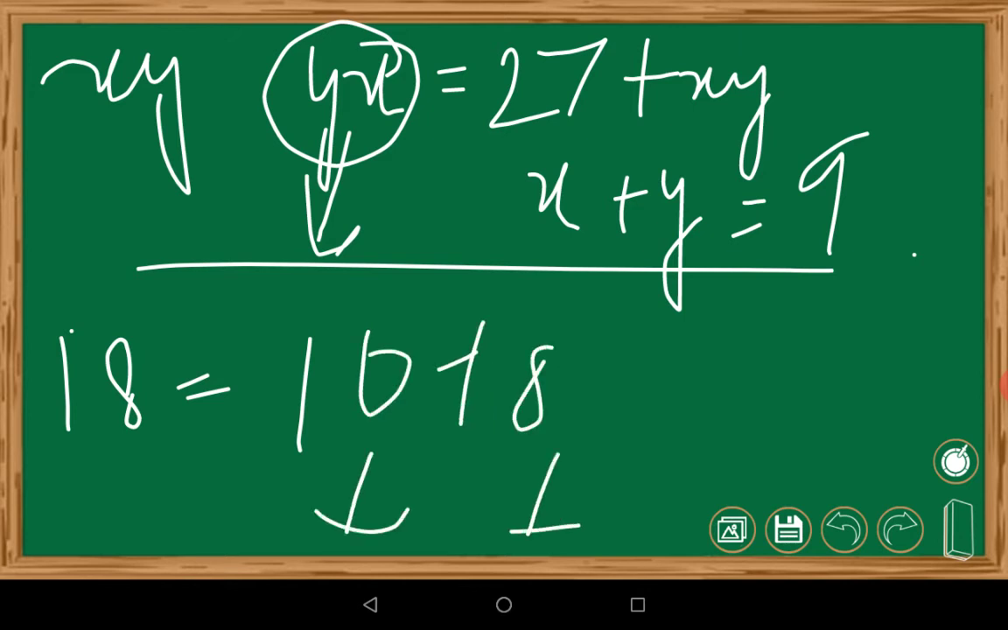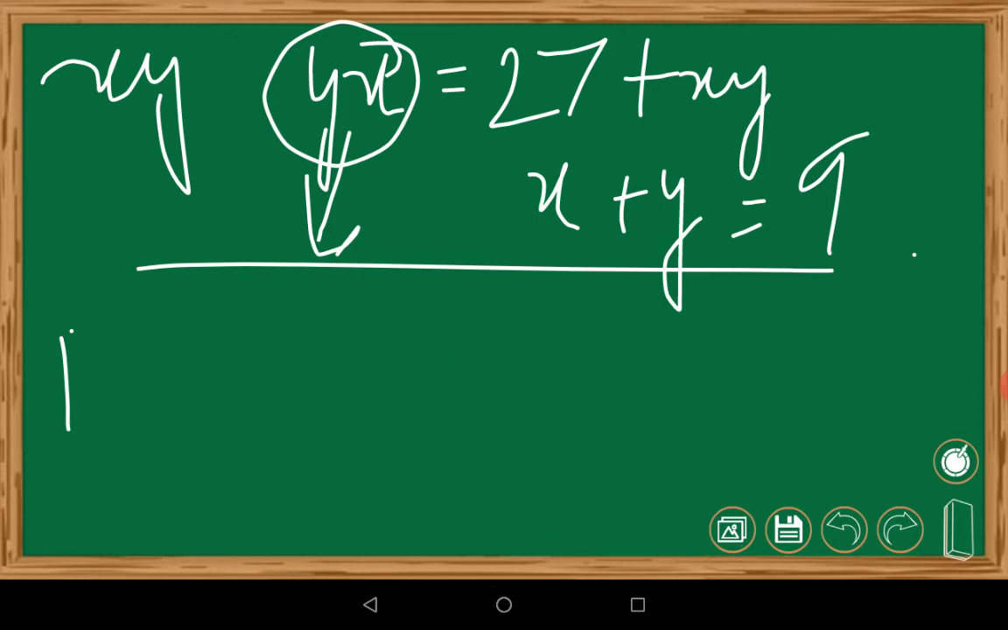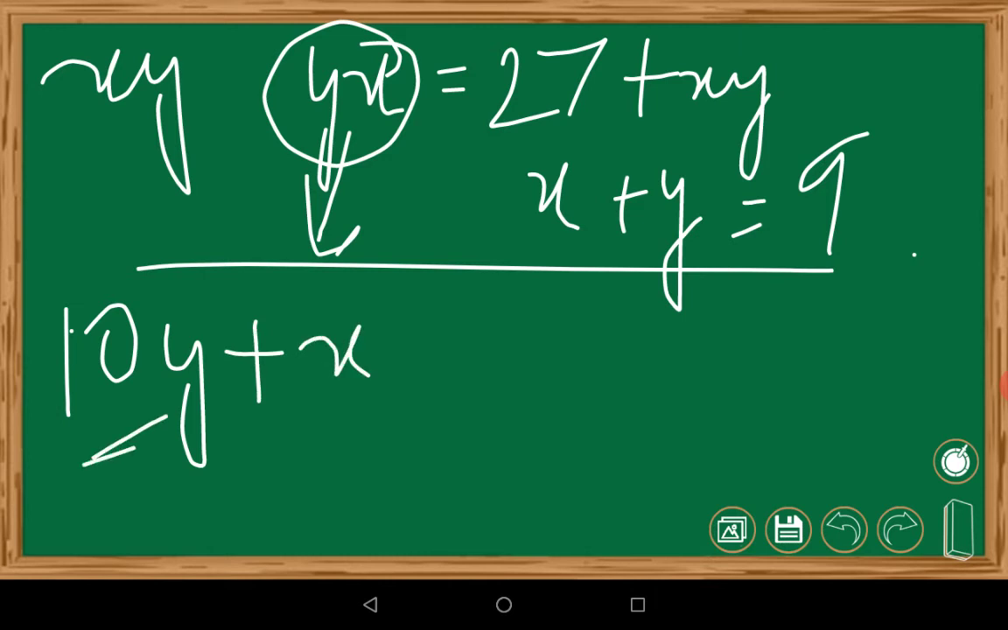The same way for variables also we can do it. So yx is 10 into y plus x. Why is it 10? Because it means tens place. That's all we can say. Very simple. Now xy is equal to 10x plus y. For this also we found.